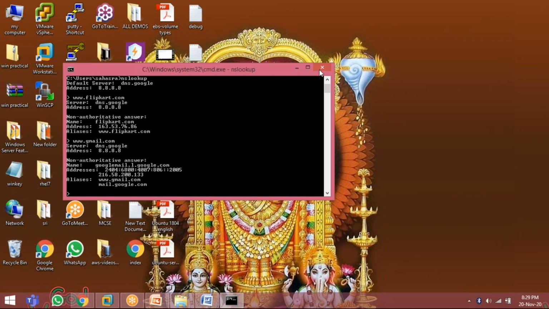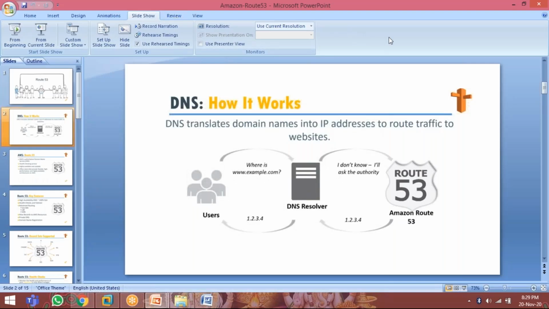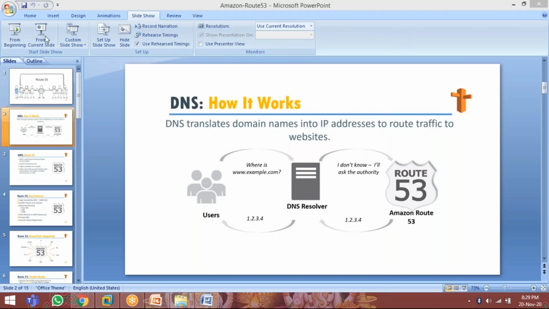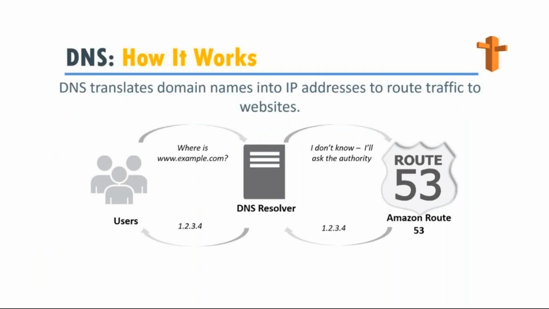Since we have an internet connection, a DNS is running in the background. If the DNS server is not there, you cannot open the address. See, this is Google DNS, 8.8.8.8. So when you type a website, it resolves with the IP address and opens the website. Here it shows how DNS resolves: when the user types the domain name, it automatically resolves with the IP address and shows the website.